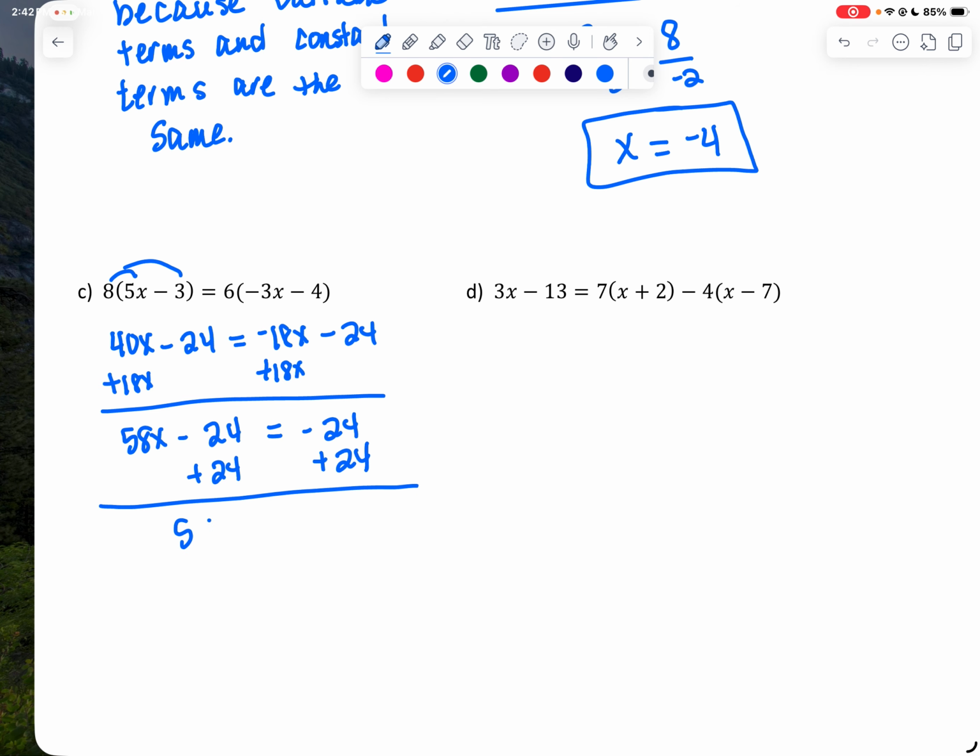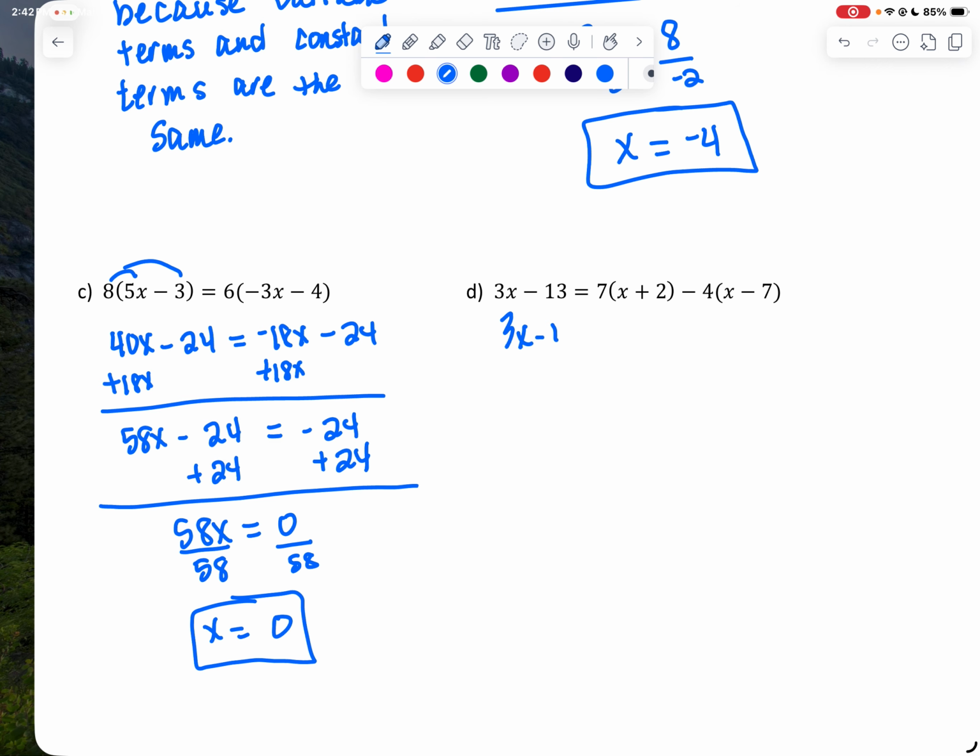So 58x equals 0. Divide both sides by 58. 0 divided by 58 is 0. So x is equal to 0. All right, pause the video and try problem D on your own. All right, welcome back. Let's see how you did.